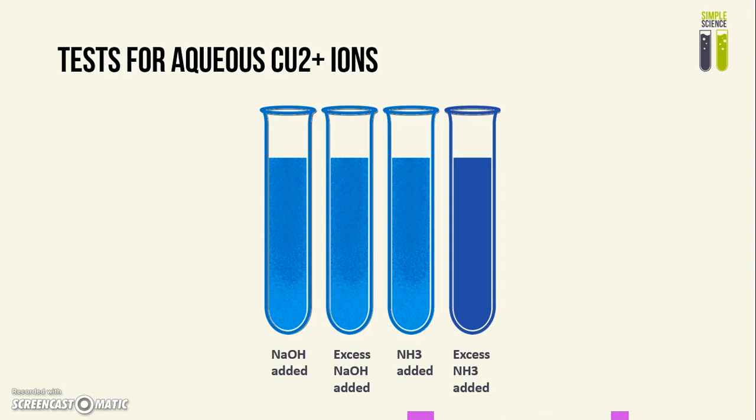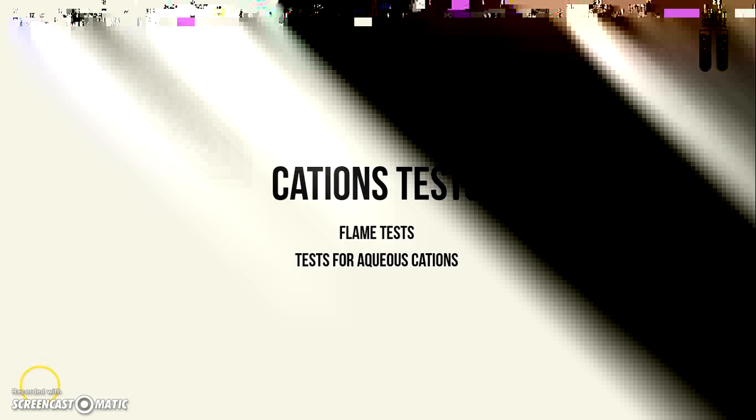Next, there's copper ions. When you add aqueous sodium hydroxide to copper ions, there's light blue precipitate and it's insoluble in excess. When you add aqueous ammonia to copper ions, it also gives light blue precipitate and it is soluble in excess, which gives a dark blue solution.